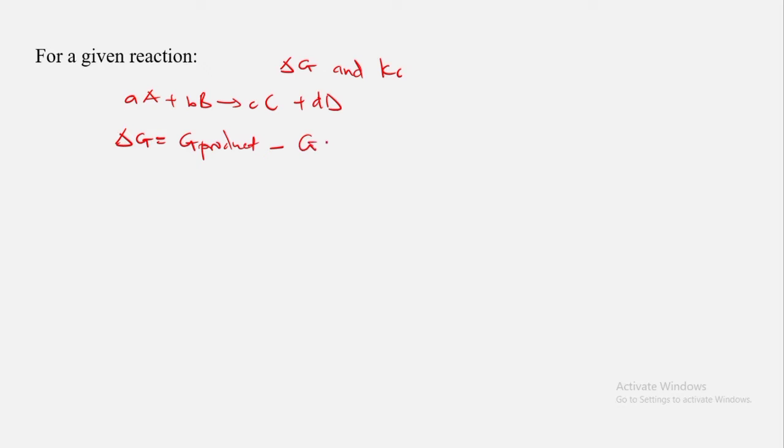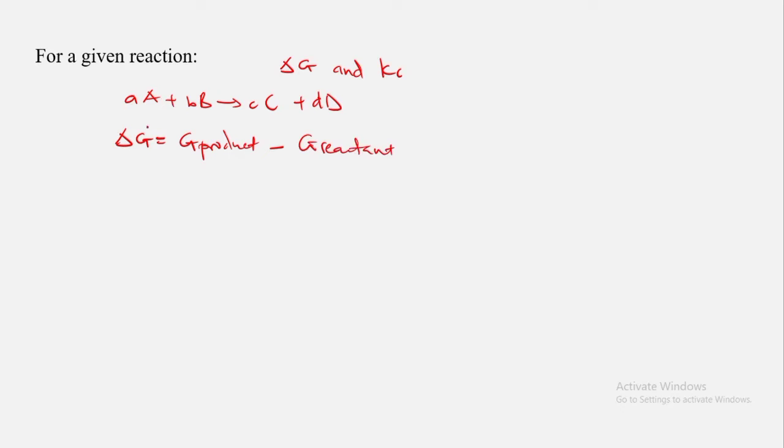Now let's find the relationship between the Gibbs free energy and the equilibrium constant. Let's take a given reaction whereby we have capital A plus capital B giving you capital C plus capital D. In that case, to find the Gibbs free energy of this, the total Gibbs free energy will be equal to the summation of the Gibbs free energy of the products, minus the summation of the Gibbs free energy of the reactants. So this is the reactant side.